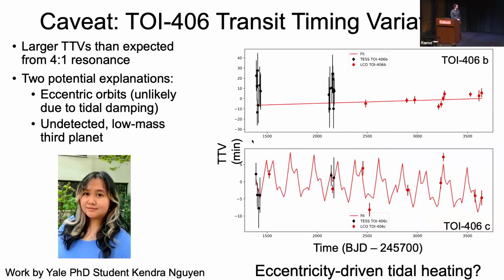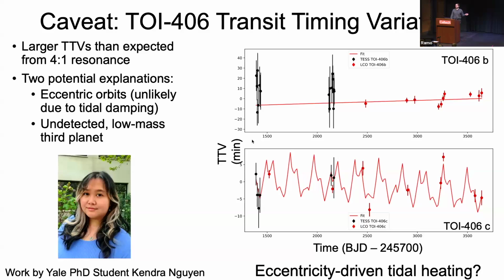OK, now time for a caveat about the TOI 406 system, where the masses were originally measured with RVs, and then we followed it up with transit timing variations in an attempt to improve the mass and radius constraints. We expected relatively weak TTVs, around a minute or two, but what we ended up finding in some work being led by Yale PhD student Kendra Wen was that the TTVs are a lot larger than expected, about 10 minutes peak to peak for the outer planet.